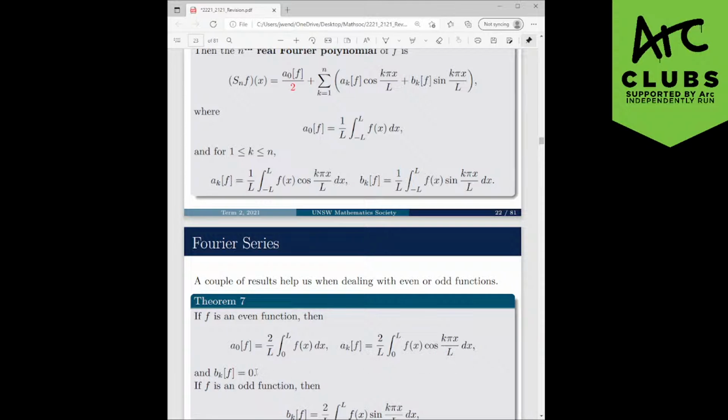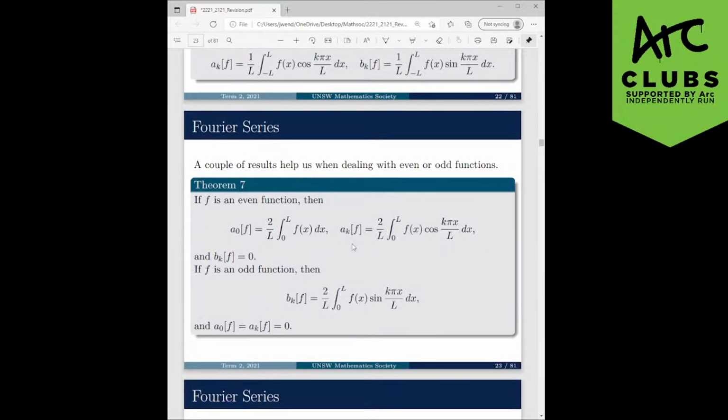More importantly, BKF goes to 0. That's just because f of x is even, sine is odd, and even times odd returns you that odd function. So your BKF, which goes from negative L to L, in fact goes off to 0, and you don't even have to worry about finding it. So just recognizing that f is an even function pretty much removes like half your working. You just have to find AKF and A0F.